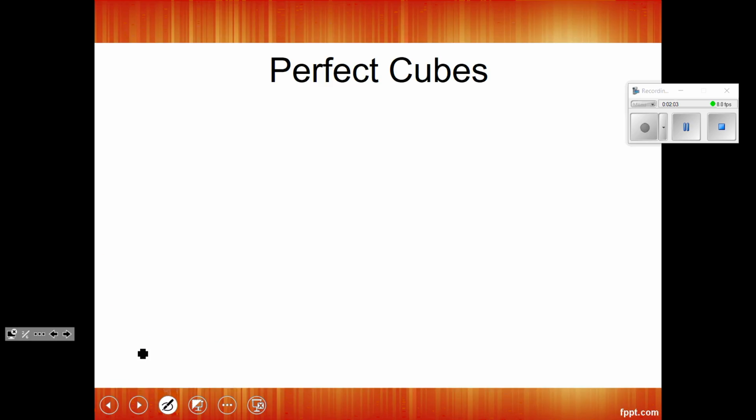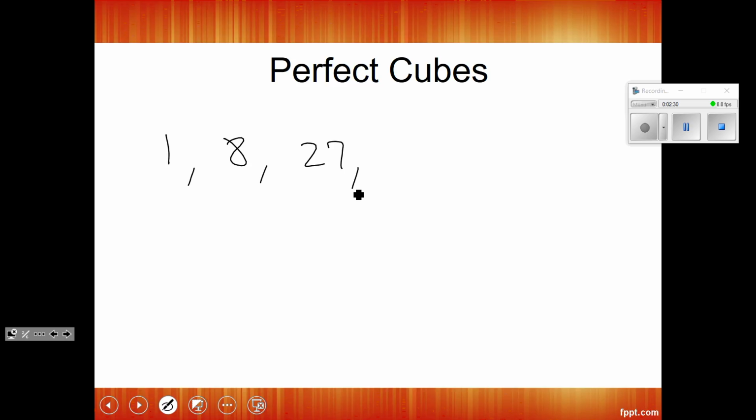So 1 cubed, 1 times 1 times 1, is 1. 2 cubed, 2 times 2 times 2, is 8. 8 is a perfect cube. 3 cubed is 27. 4 cubed, 4 times 4 times 4. Do we know how to put this in our calculator? It is 64.